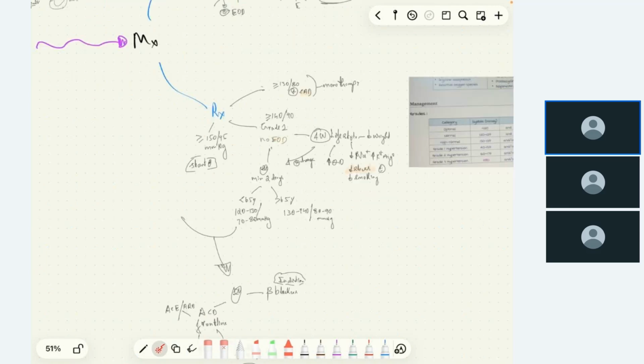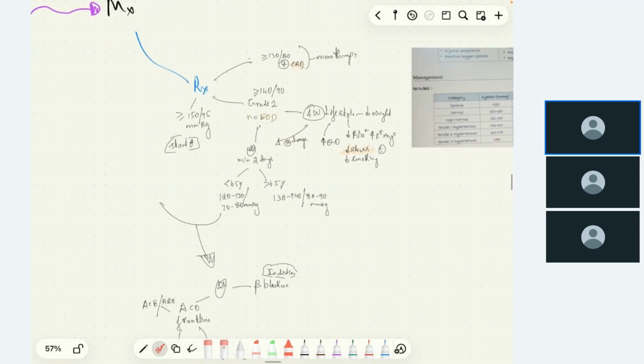If the patient is less than 65 years, the target blood pressure for us after treating hypertension is 120 to 130 systolic and 70 to 80 diastolic. After 65 years, the vessels will have fibrosis, so the target is increased. After treatment, we should aim to reduce the systolic blood pressure to 130 to 140 and diastolic to 80 to 90. There is 10 mmHg between these two values, which will help you to remember.